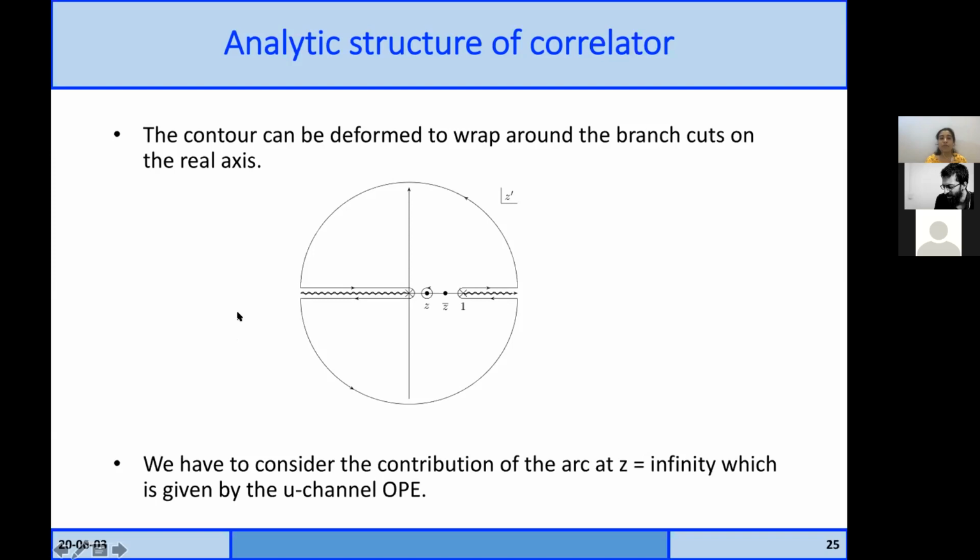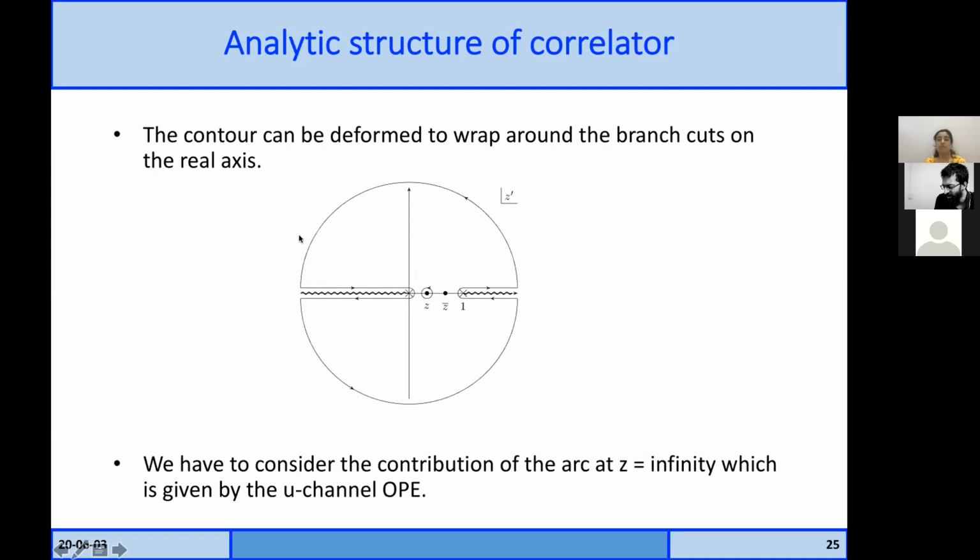Now let us deform the contour to wrap around the branch cut over the real axis. So this small circle around Z was our initial contour, and these are the cuts. Now you can deform this contour and end up getting this new contour. So there are these two sectors inserting the branch cuts, and then there is this arc contribution.